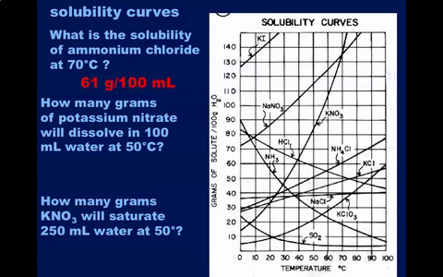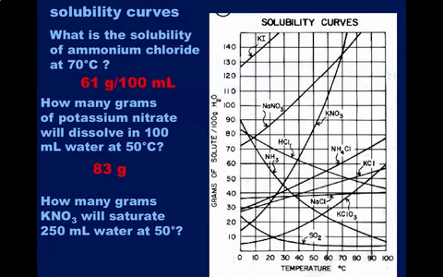So the next question asks how many grams of potassium nitrate will dissolve in 100 milliliters of water at 50 degrees. So first I have to find potassium nitrate, which is KNO3. Then I need to follow up from 50 degrees on the temperature axis until I hit that line, and it's pretty much in the middle between 80 and 90. So I'm going to kind of round that. It looks a little bit lower than middle to me, so I'm going to say it's 83 grams.